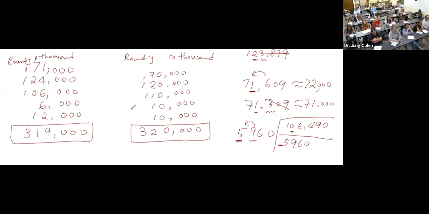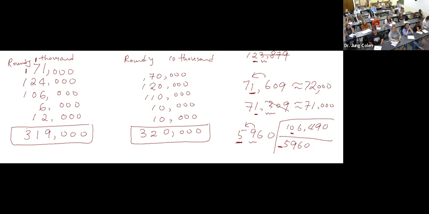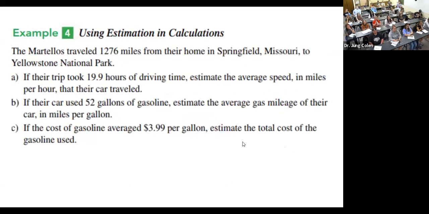Left-hand side, right? So this one may be easier for you to calculate, but it's closer to the actual answer. So you can round it differently, but you can approximate that. Okay? Any questions so far? Are we good?